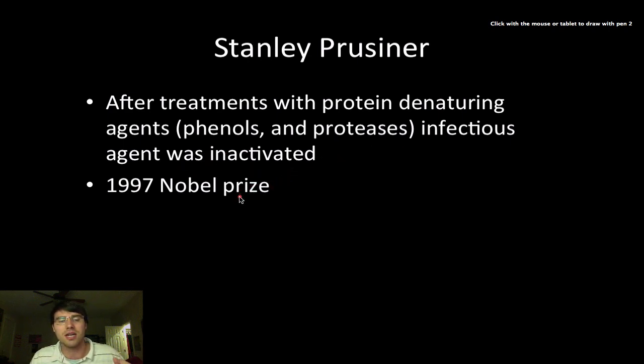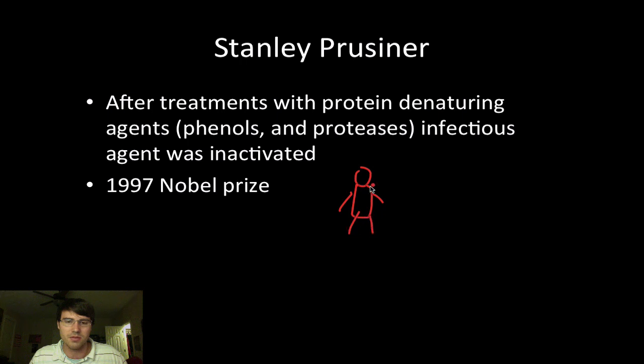And this won him the 1997 Nobel Prize, because prior to this experiment, everybody had thought that you needed a nucleic acid to be infectious. You had to have something to give yourself, especially if you're going to be inherited from one point to the next. If something, we're going to follow along on Koch's postulates here.